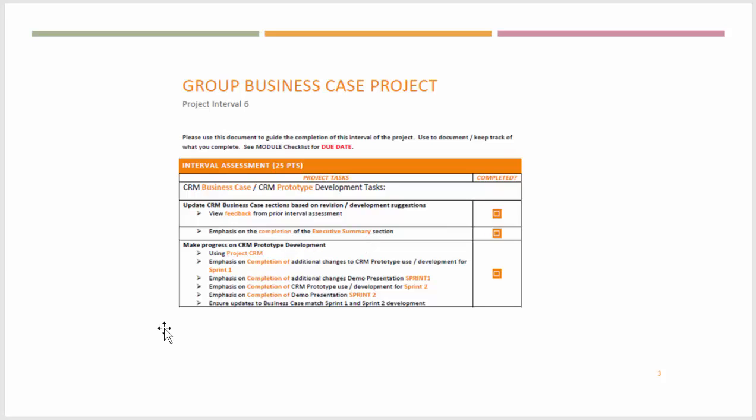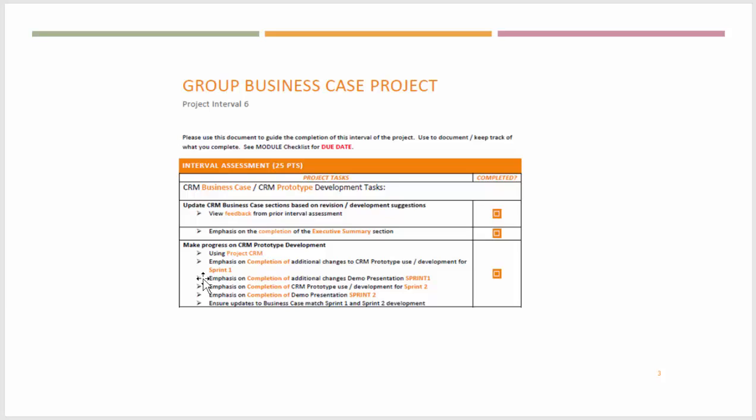You'll also be asked to make progress on your CRM prototype development. In Interval 5, we had you complete the systems design for Sprint 2. In this interval, Interval 6, you'll be asked to complete the development of the Sprint 2 items within your group CRM system. You'll also be asked to take the feedback that you received from your instructor, who is acting as your customer, based on the Sprint 1 demo that you provided. You'll take that feedback and make revisions to the development within the system and complete that additional development.